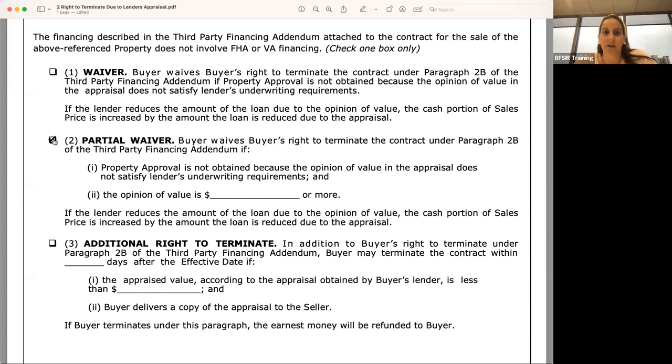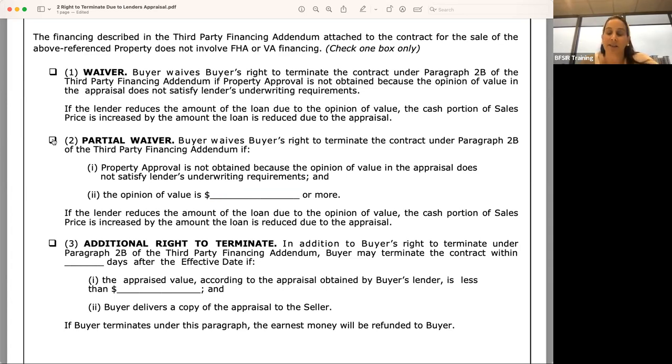This second one is a partial waiver where, say in that situation, the buyer's like, okay, it's listed at 950. We're going to go to $1 million because we really want it. But we want it to at least appraise for 950. So we're going to put 950 here. If it appraises only for 980, we'll make up the difference. So that's when you put in a number here.